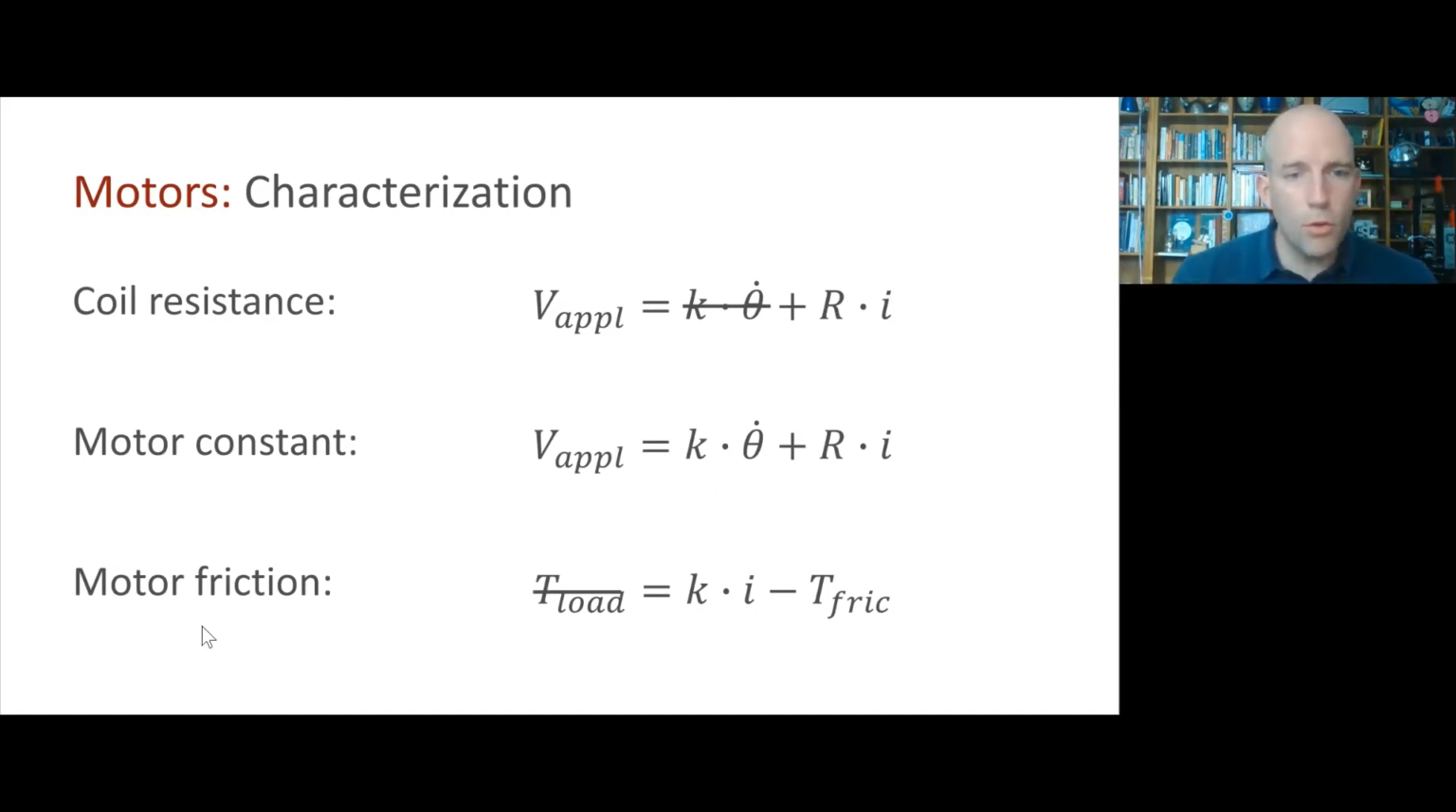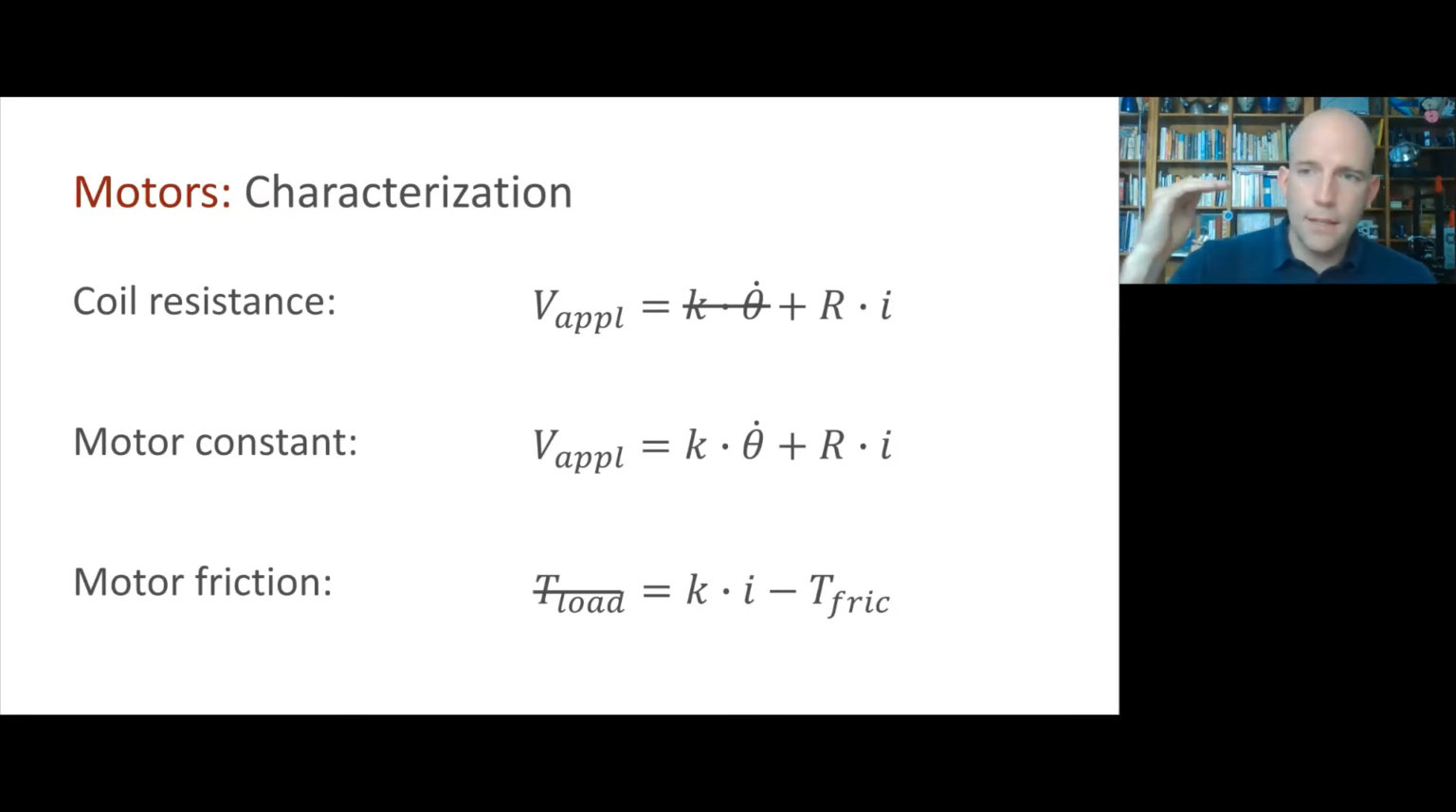And finally, we have the motor friction. So once we have the motor constant, then we can eliminate this load by not connecting the motor to anything, letting it free spin. And then we'll see that the friction torque is going to be equal to the motor constant times the measured current, as we derived in the topic reading. So that's how we can quickly characterize all of these motor constants for our motor.